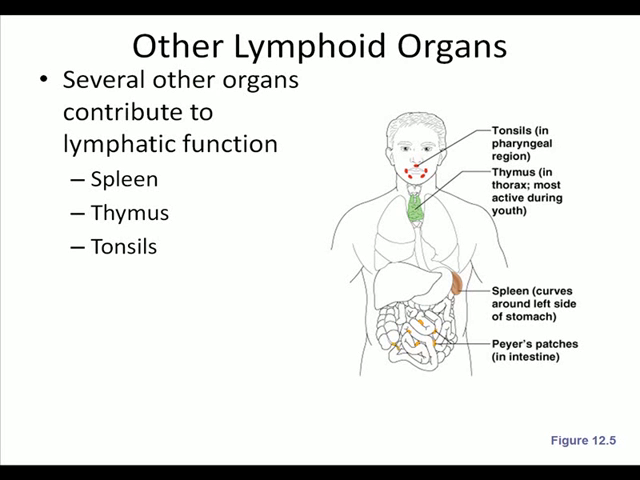The thymus is a really interesting organ because it's really big when you're young, and it gets smaller and smaller as you get older. The thymus is very important in educating lymphocytes, and we'll talk more about that later. You also have an organ called the spleen that is involved in immune function, screening for things that aren't quite right in the blood.